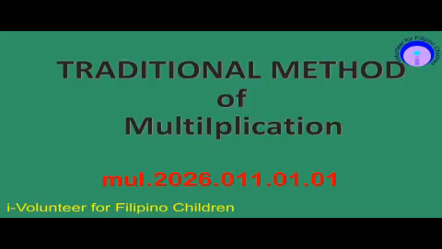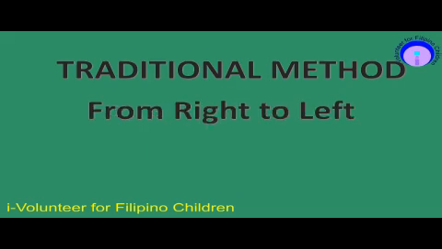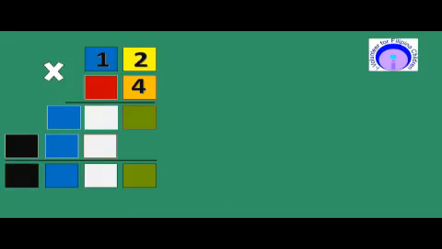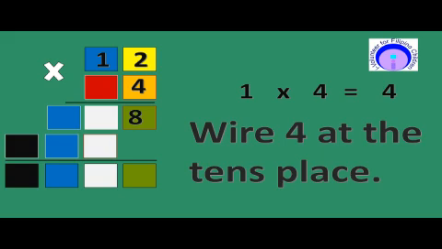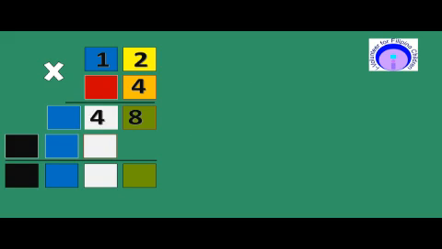Ito na ang traditional method of multiplication. Let's start from the rightmost digit. 2 times 4 equals 8. Write 8 on the ones place. The next step is to multiply 1 and 4, and that will be 4. Write 4 at the tens place. Therefore, 12 times 4 equals 48, and that is the product.